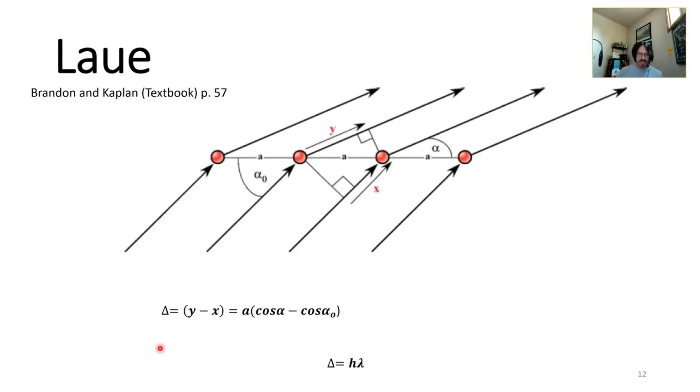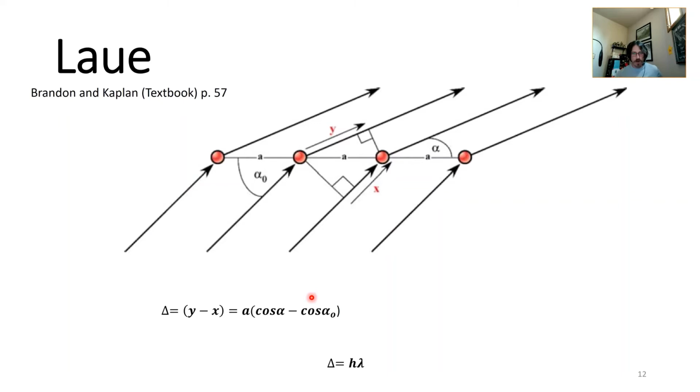Okay, so that's why delta is y minus x. Delta also equals an integer times the wavelength of light. Based on the geometry we have here, we have different angles alpha. The line x makes an angle alpha naught, and the line y makes the angle alpha. These atoms are separated by the lattice parameter A. So delta equals A times (cosine alpha minus cosine alpha naught). Delta also equals H lambda.